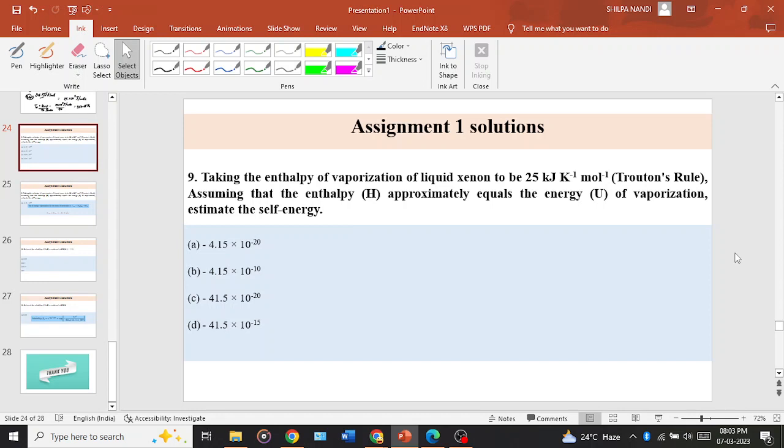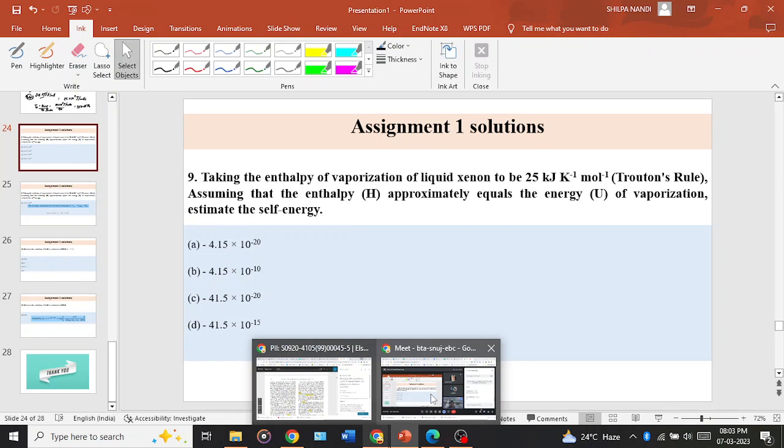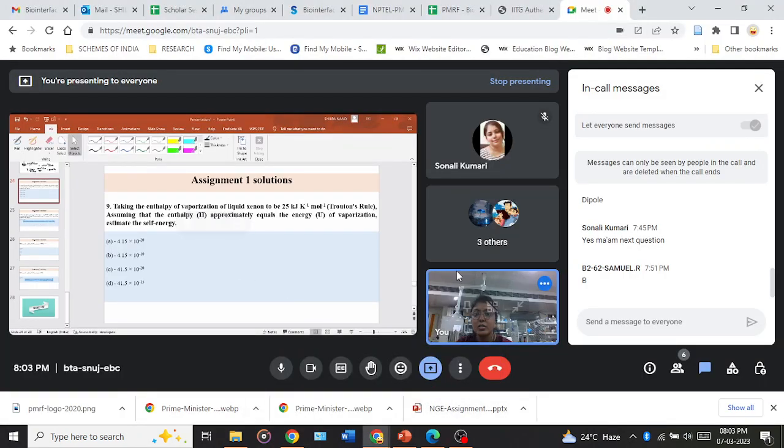So the next question is: taking the enthalpy of vaporization of liquid xenon to be 25 kilojoule per Kelvin per mole, and assuming that the enthalpy is approximately equal to the energy of vaporization, that is U, you have to estimate the self energy. This is a continuation of question number 8, but in question 8 you were asked to calculate the boiling temperature, while here you are asked to calculate the self energy. Anything relating to self energy you have in mind?